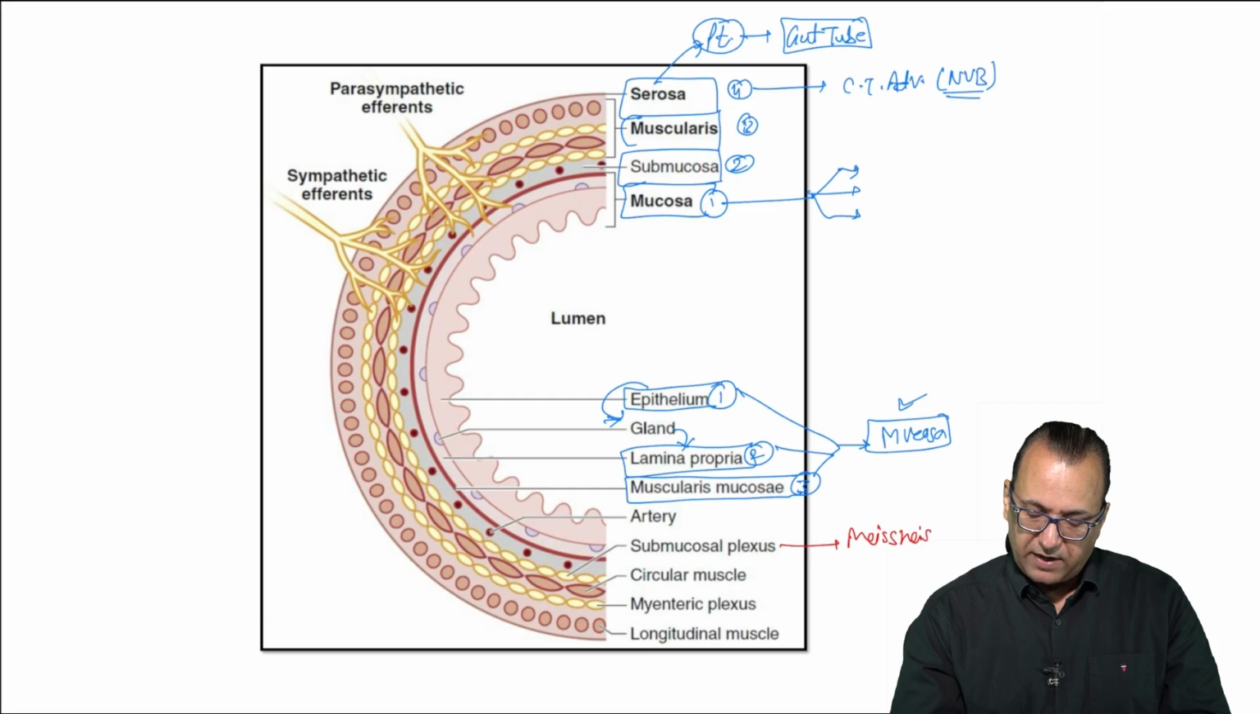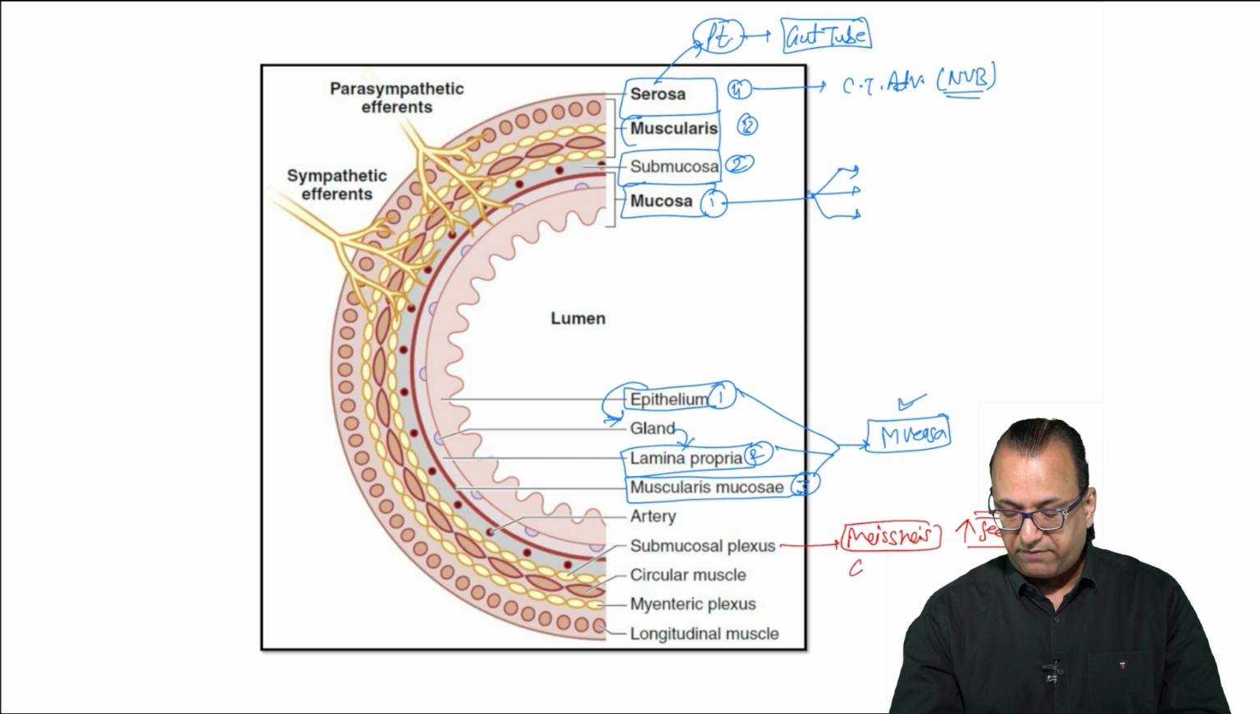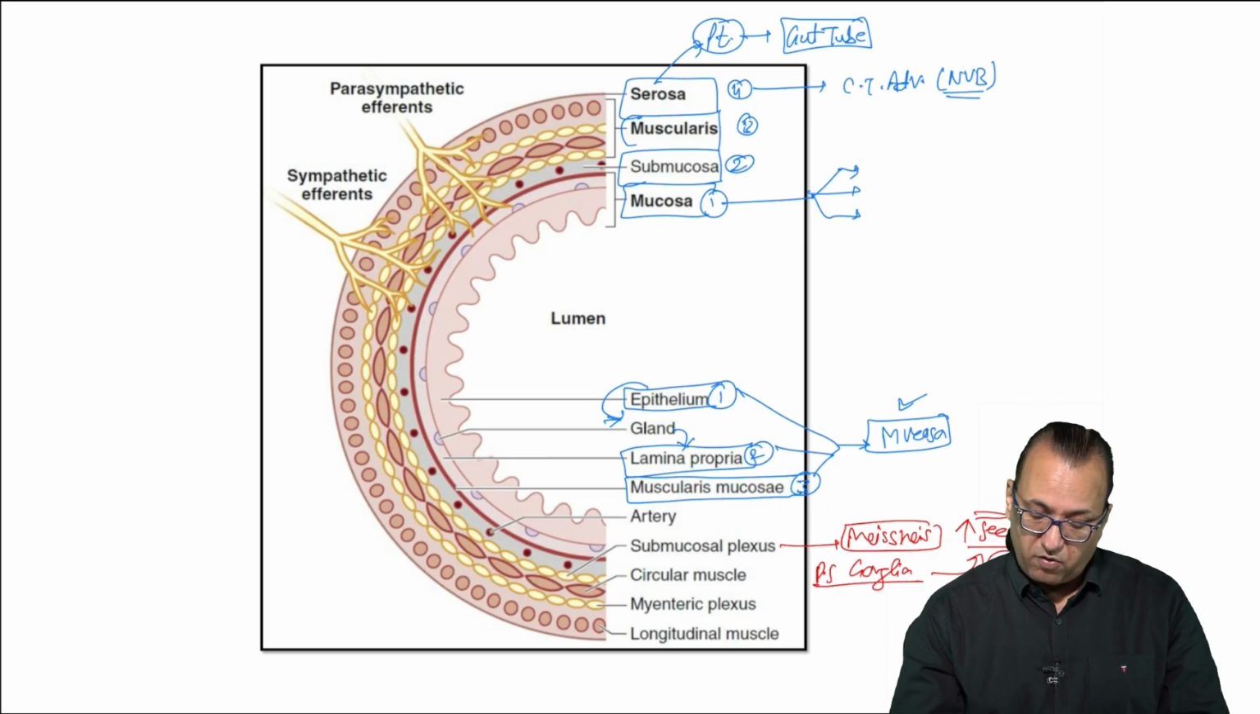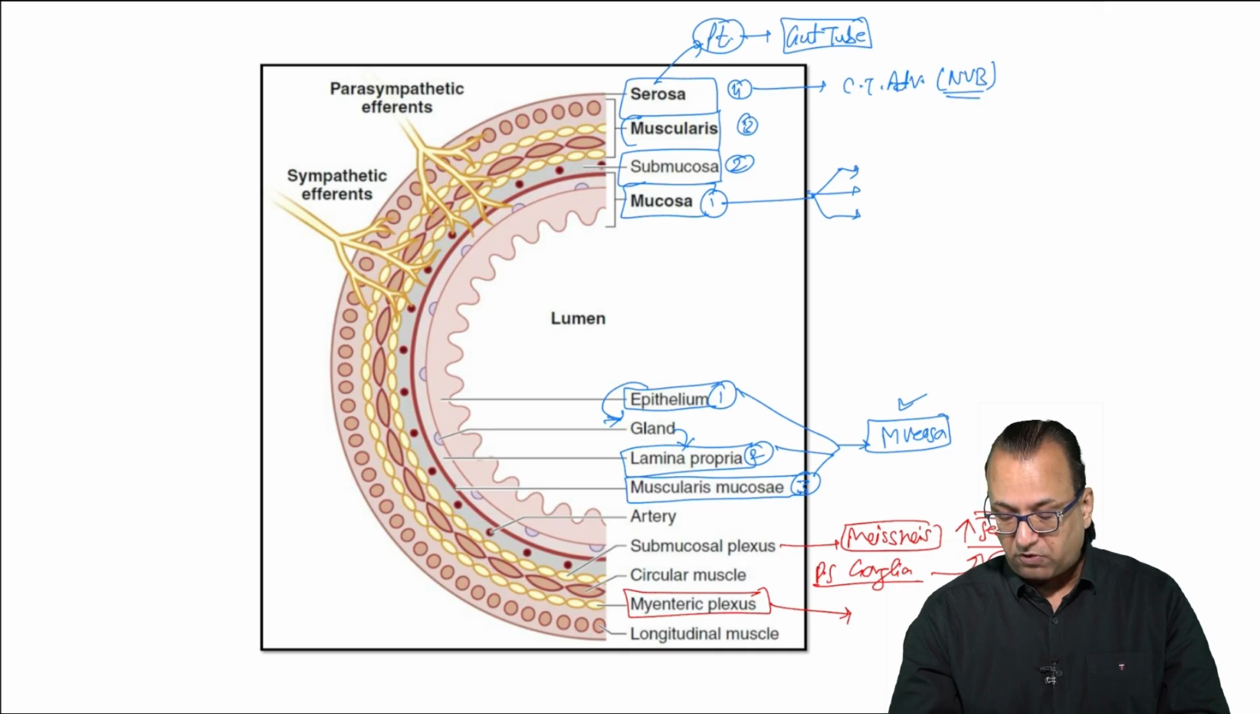It is helping us in increasing the secretions. The plexus which we are talking about will have ganglia, and these ganglia are parasympathetic ganglia, and parasympathetic ganglia use acetylcholine to increase the secretion. Similarly, there will be one more plexus, the myenteric plexus, with myenteric ganglia, which is called Auerbach's ganglia. This is called myenteric because it is between the muscles. We said inner circular, outer longitudinal.